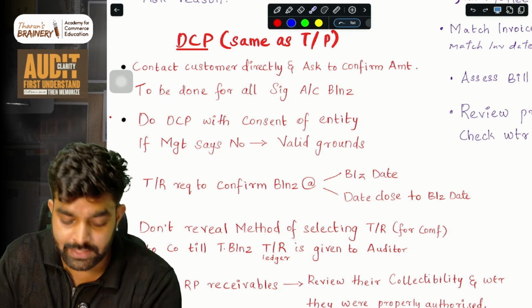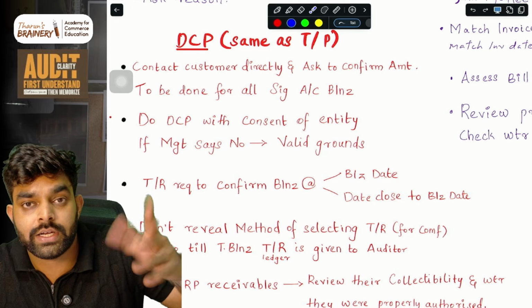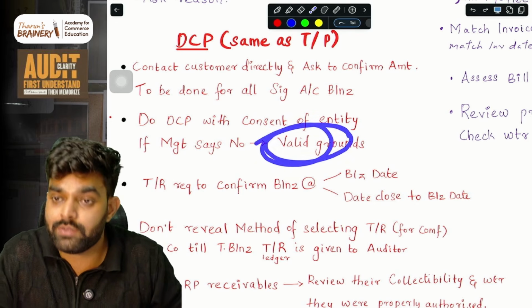Normally they will give the consent. If they're saying no, that you can send a confirmation to all the 8 debtors, but those 2 debtors please don't send, then ask them what is a valid reason.